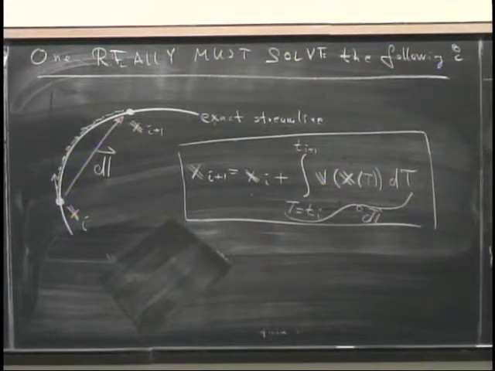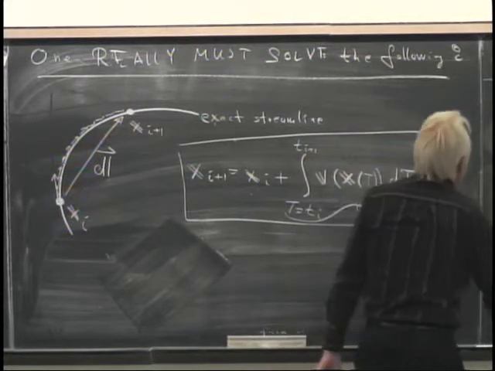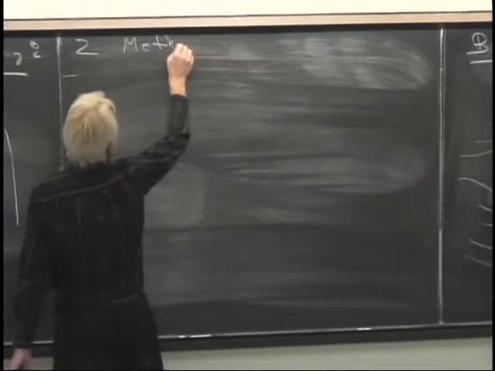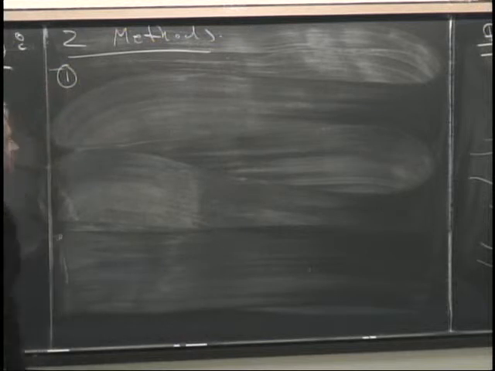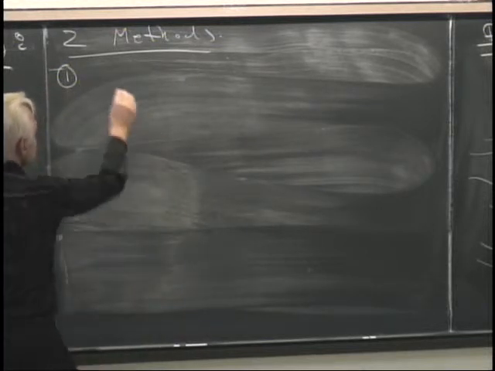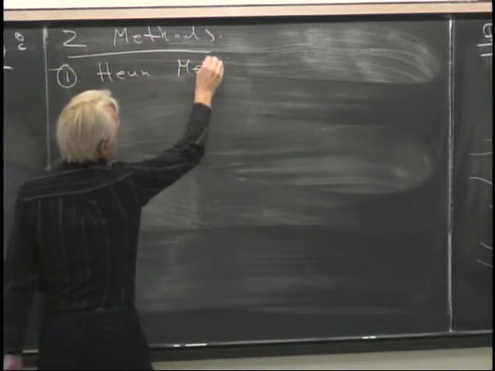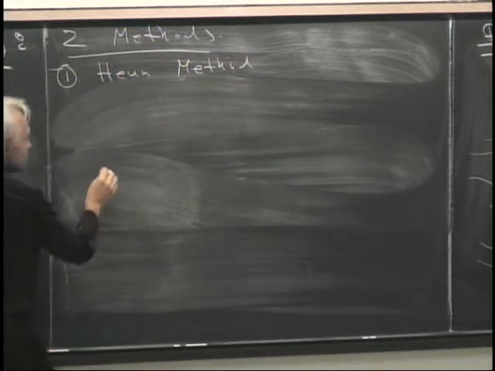Now I just give you some methods for how to do this. Two concrete methods. One is the Euler method, which was pretty bad. The other one, quite famous in this field, is Heun's method. Okay, this is a trick.